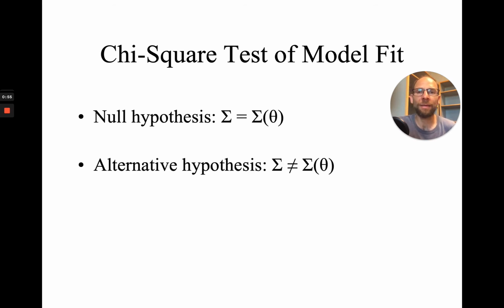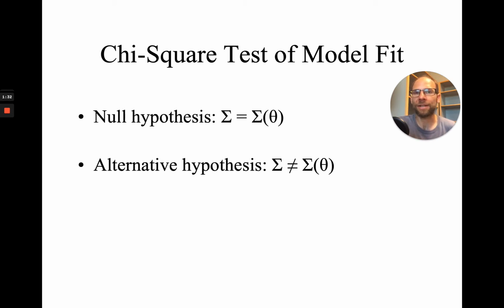The alternative hypothesis states that the covariance matrix in the population sigma is not equal to the model implied covariance matrix sigma theta. So this means that the null hypothesis of this test implies model fit. The model fits perfectly in the population. It reproduces the covariance structure perfectly under the null hypothesis, whereas the alternative hypothesis is in line with model misfit, a deviation between the population covariance structure and the model implied covariance structure.